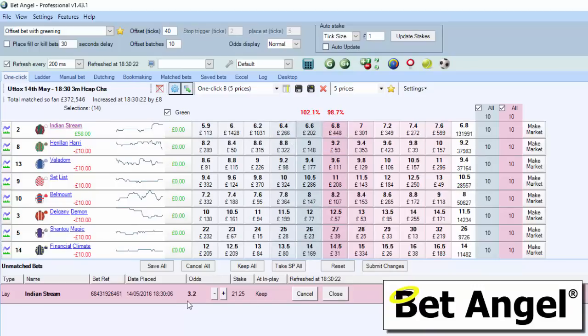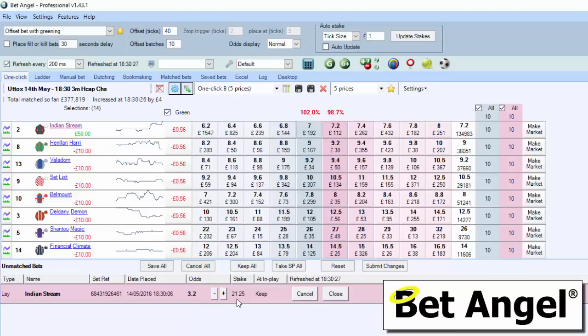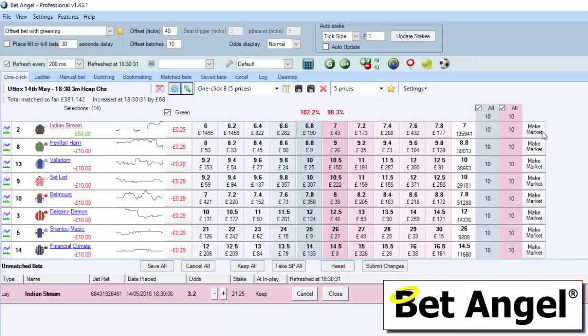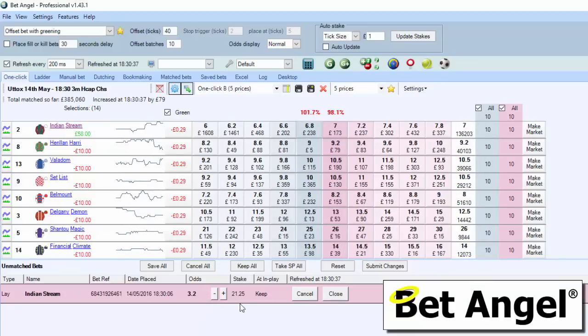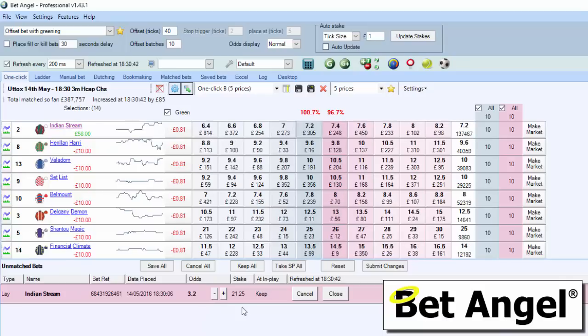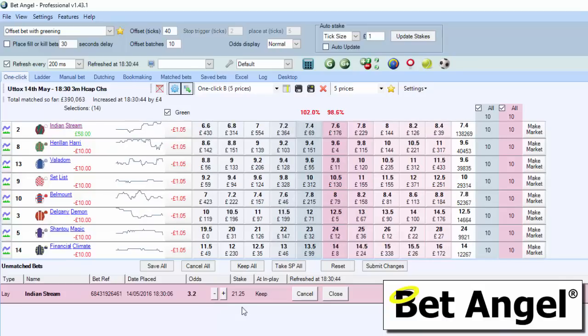BetAngel has offset that to 3.2, and you can see that it's actually used a very different amount of money from our £10 bet. You can see we've set it up over here to put £10 stakes into the market. And despite that, it's put a lay bet in the market of £21.25. And you're thinking, why has it done that? Why hasn't it just offset £10? You'll notice that in a second as we go to the in play period.